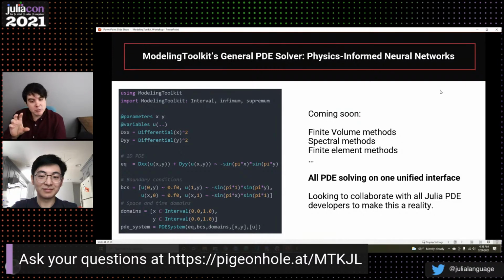And what we're doing is we're building a whole symbolic modeling ecosystem, a whole ecosystem of discretizers, so that way finite volume, spectral, finite element methods, all of them can be used on the same PDE description. So that way you as a modeler just have to think, here's the math, do everything else for me, right?